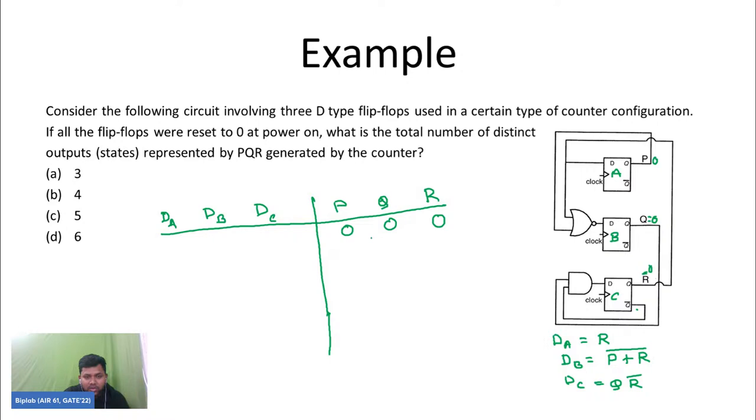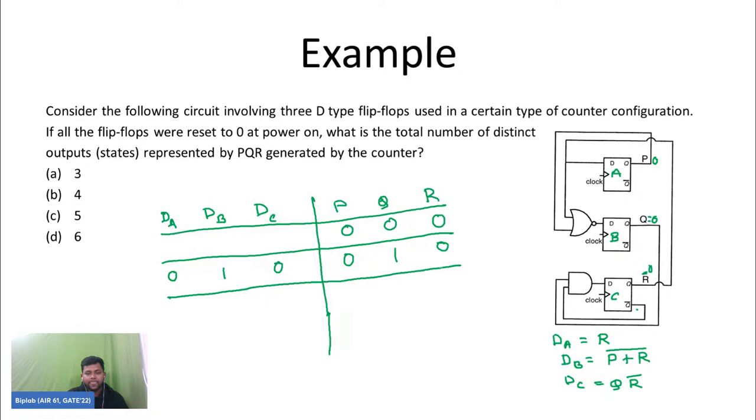Initially we have set the outputs to all zero. Now let us define what the next input will be. Input will be decided by the previous output. DA will be R, which is zero. DB will be (P plus R) whole bar, which gives the result as one. And DC will be Q into R bar. Q is zero, so with any AND operation the result will remain zero. Now what will be the output? Since this is a D latch or D flip-flop, the truth table is the same: if DA has input zero, then output P will be zero; if DB has input one, the output will be one; and DC is also zero. The output just gets copied from the input.